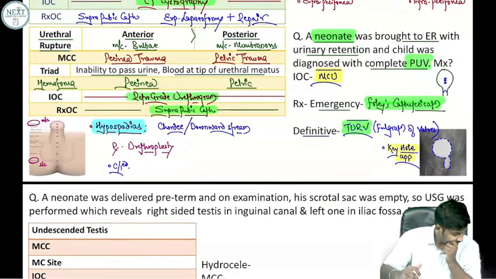Bolo. Which procedure should be contraindicated? Anybody?